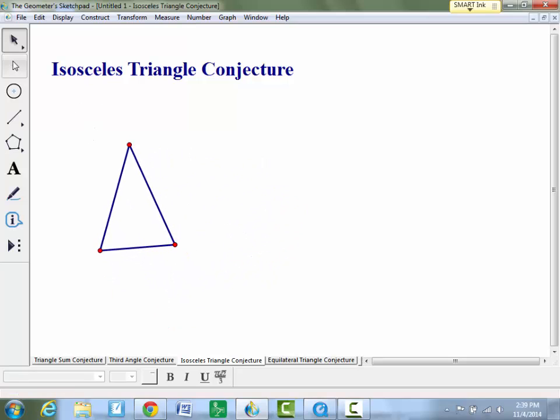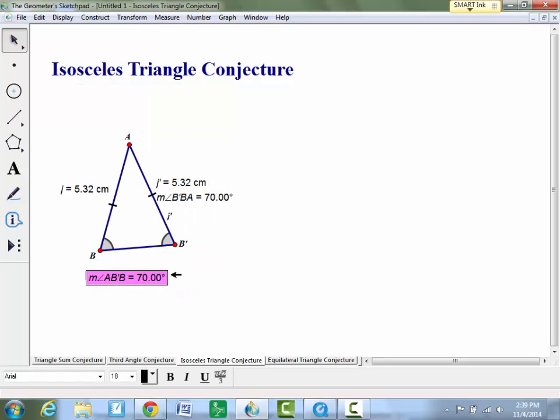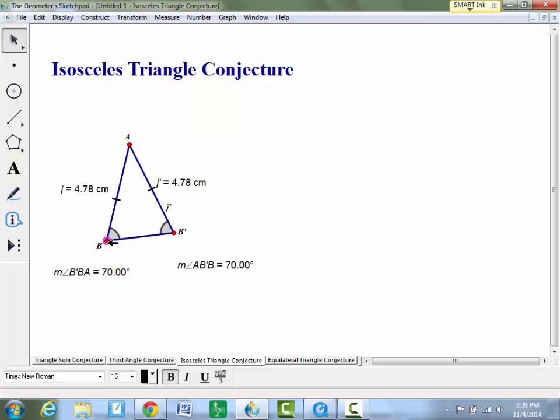All right, so what do I want to show here? I want to show that if the sides are the same, so if I measure the lengths of the sides, and those are congruent, then I can mark those to show they're congruent. Then the base angles are also going to be congruent. So I'm going to have my base angles here. Set that back to 1. And if I measure the base angles, they are also going to be congruent. Okay, and that's the isosceles triangle conjecture.